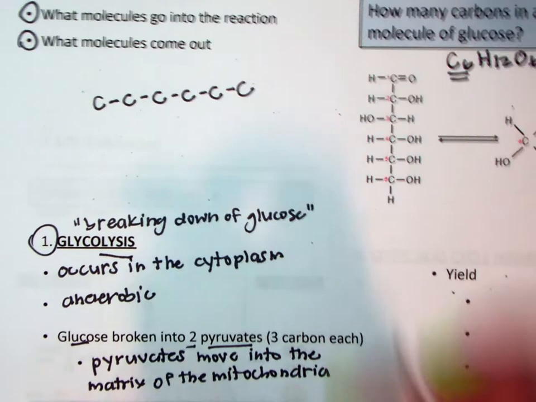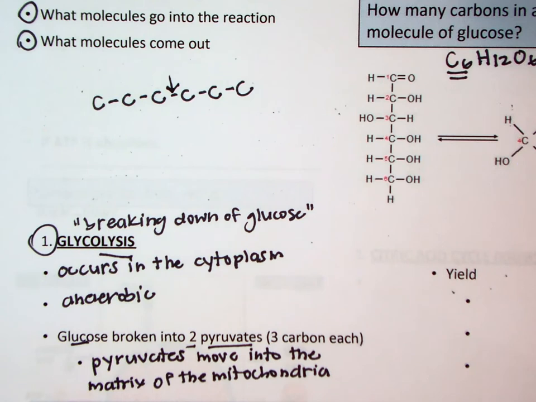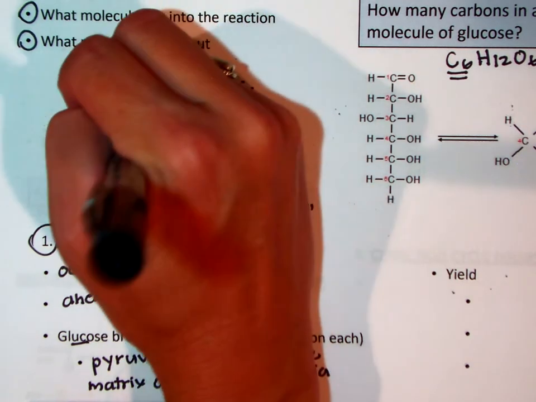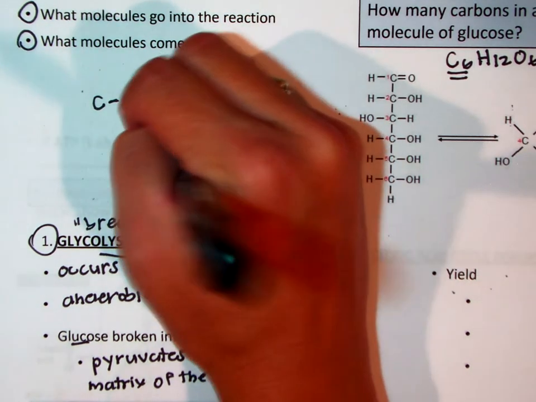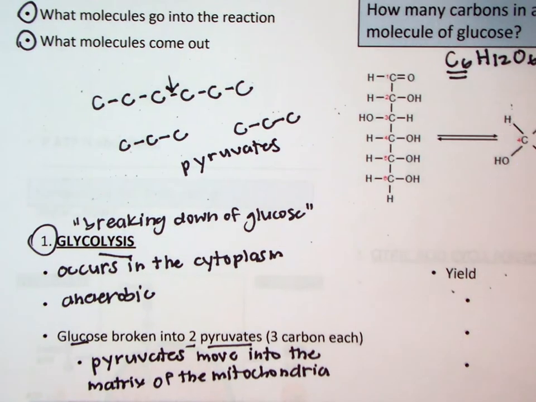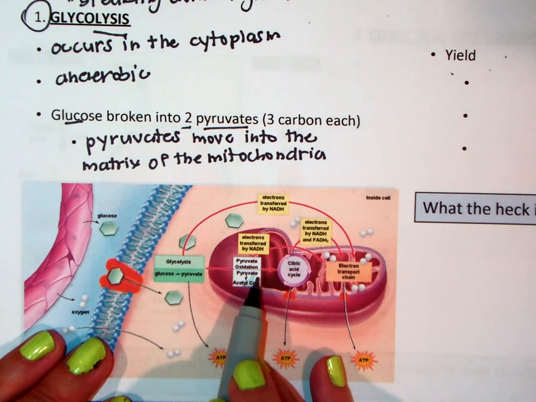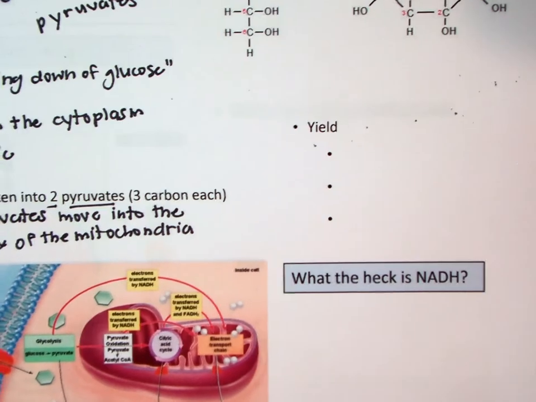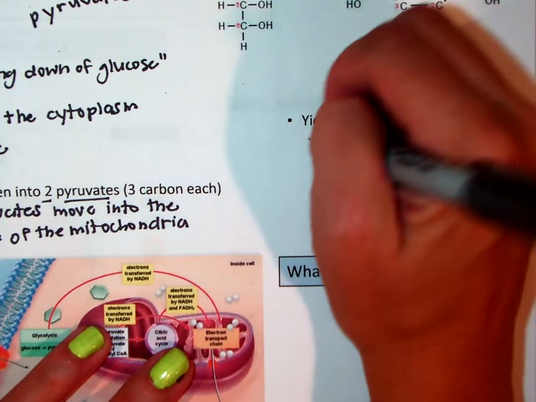All right, so we've got glucose. In glycolysis, in the cytoplasm of the cell, we're going to break this bond right here. And what that gives us is 2 3-carbon molecules called pyruvates. Now those pyruvates are ready to head into the mitochondria for the rest of these reactions to happen. So the yield, meaning what molecules come out, our 3rd question, is we end up with 2 pyruvates.